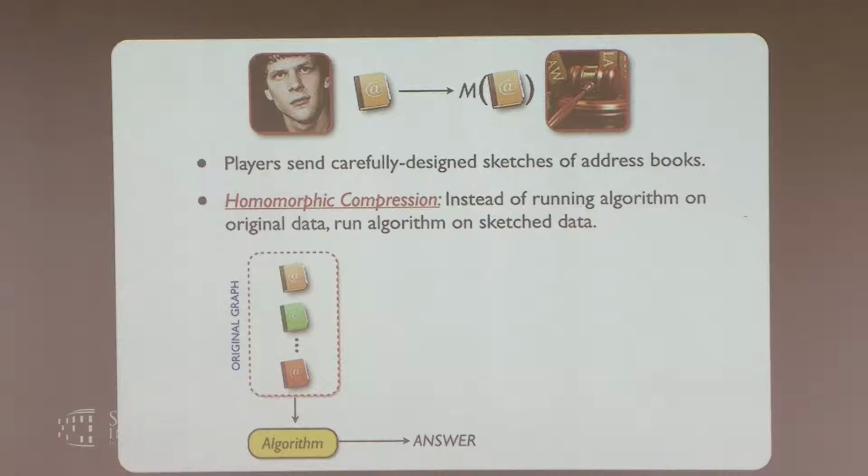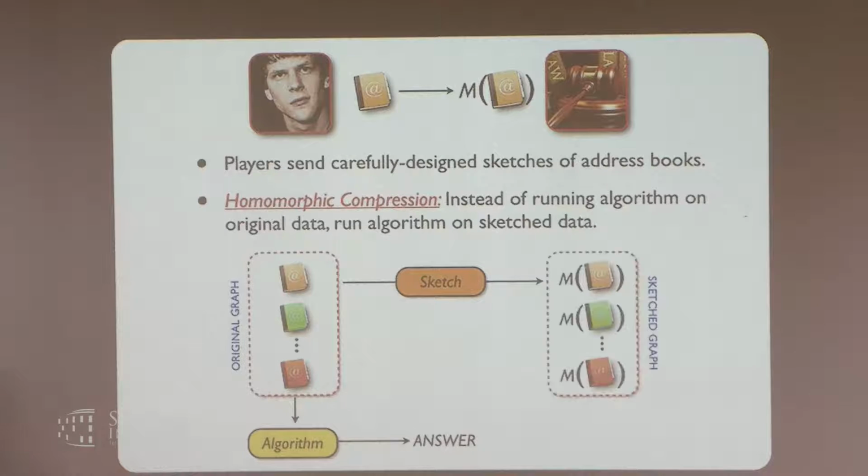What I'm hoping my sketches enable is that if I sketch each of these address books, or each of these rows of the adjacency matrix, I end up with sketches of these rows. So there's a lot less data here. This has been compressed a lot. I'm hoping I can run the original algorithm, or something equivalent to it, on the compressed data and end up with the same answer.